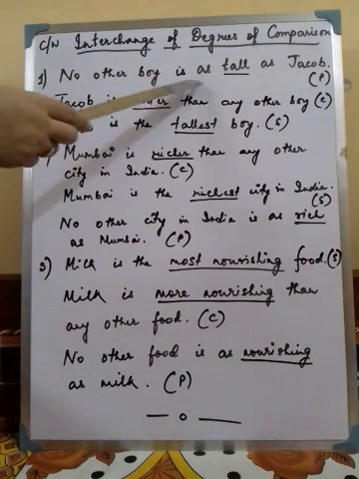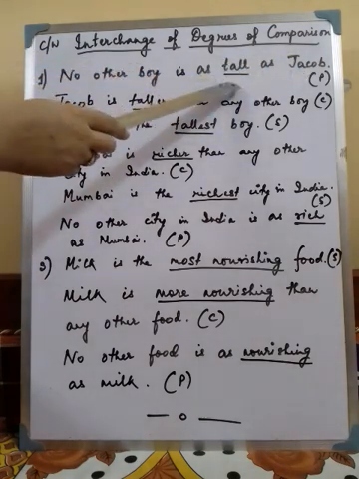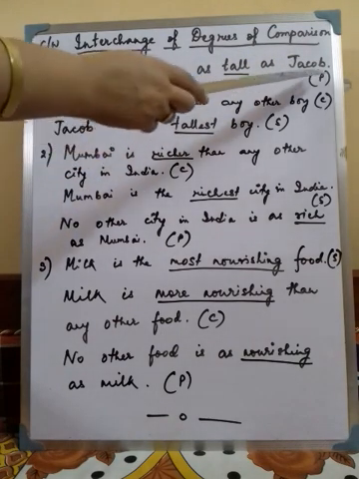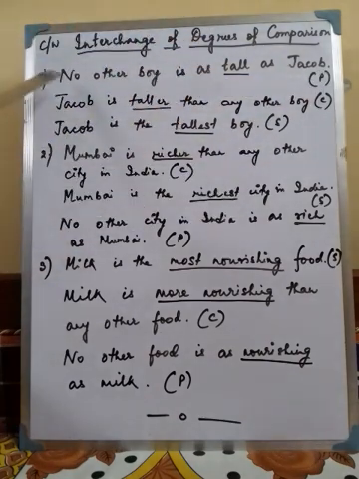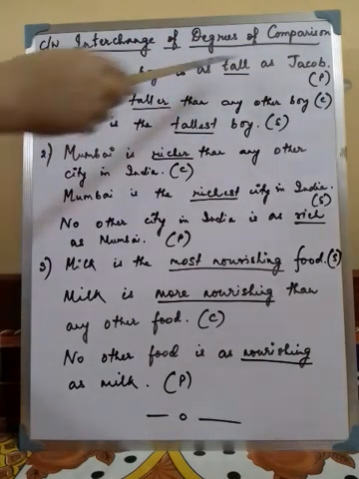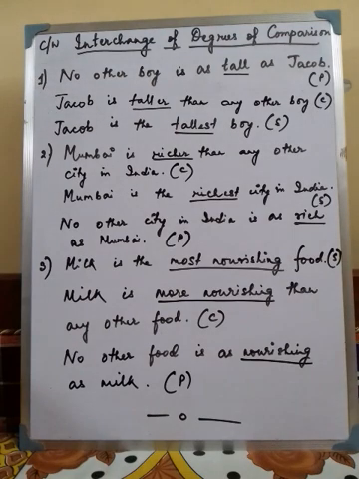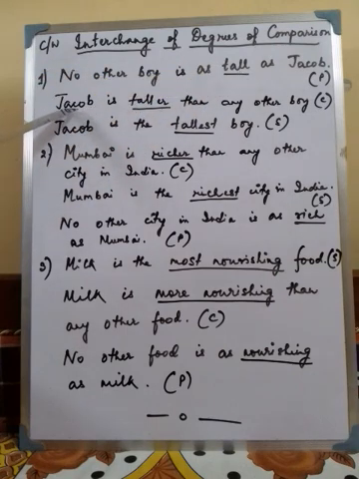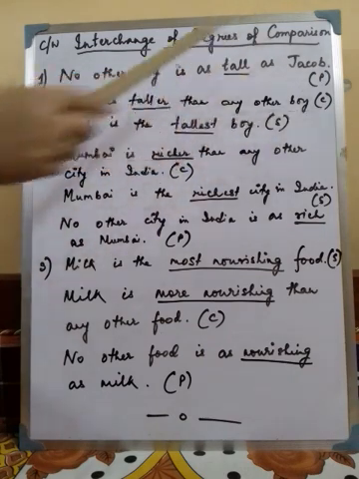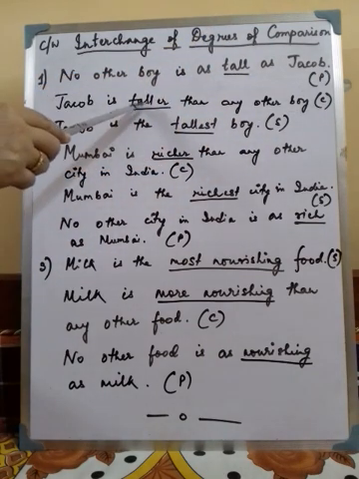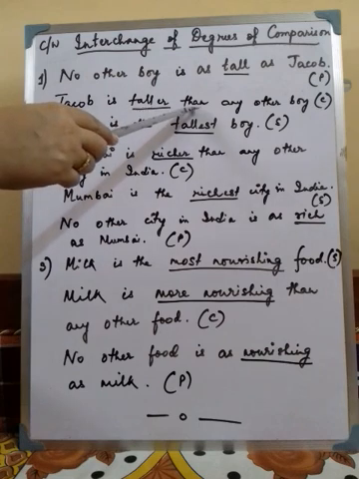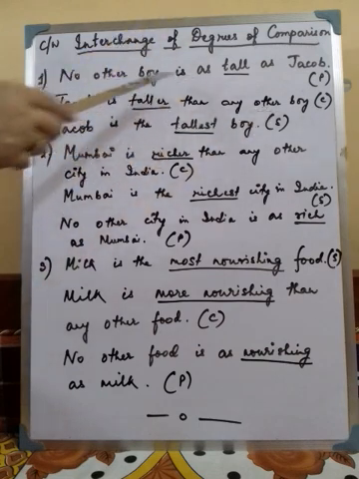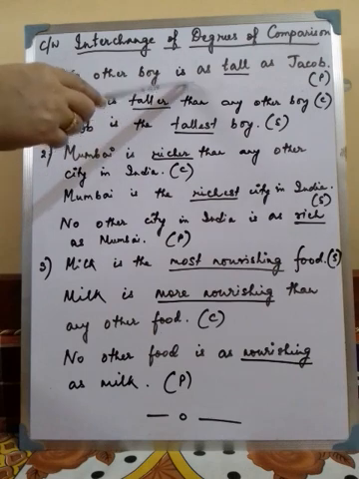No other boy is as tall as Jacob. Tall is the adjective. It is in the positive degree beginning with the word "no". So the sentence is in the negative. Now transforming this into comparative. Comparative degree of tall is taller. So we begin with the subject, like I told you. Jacob is taller than any other boy. Beginning with the subject, use of the comparative degree of adjective and the phrase "than any other". Sentence is in the simple present as the question.